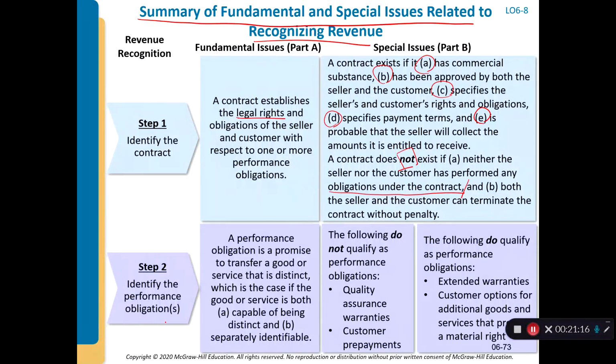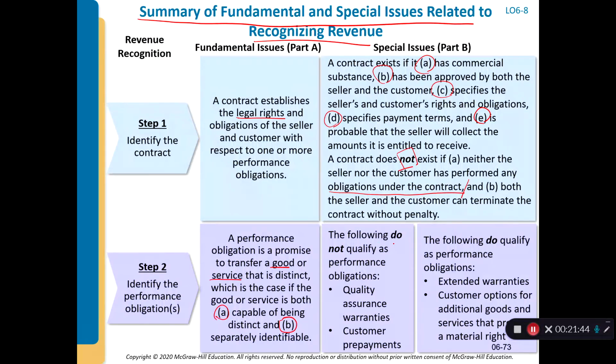And step 2 is identify performance obligations. It means that a performance obligation is a promise to transfer goods and services that are distinct or identifiable, distinct, which is the case if the goods and services are both capable of being distinct and separately identifiable.